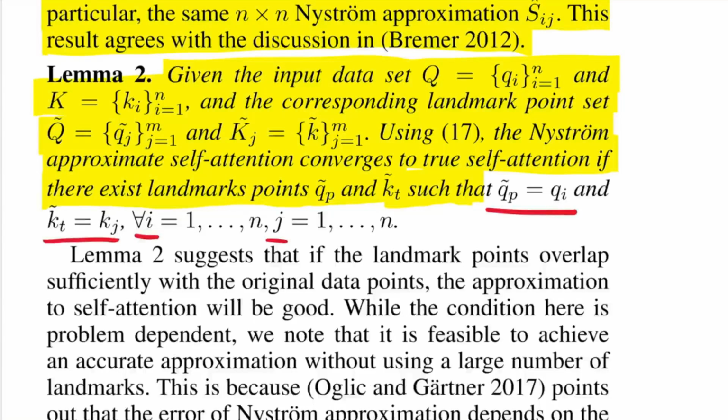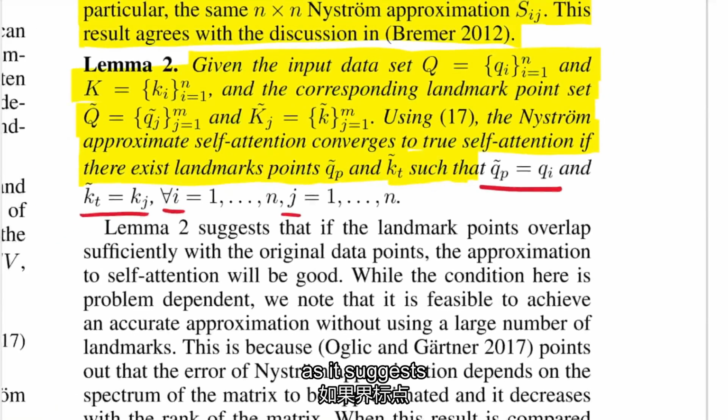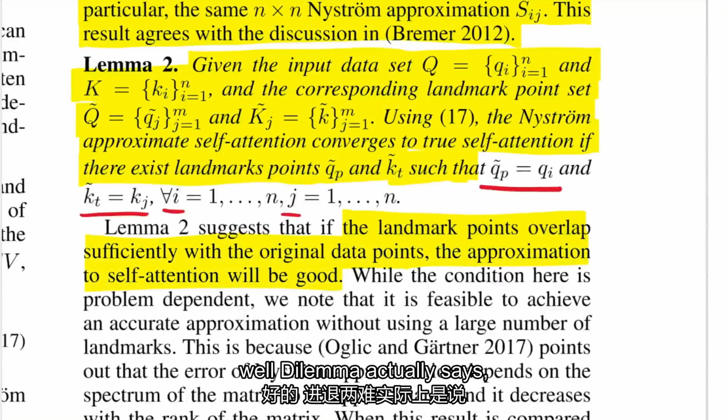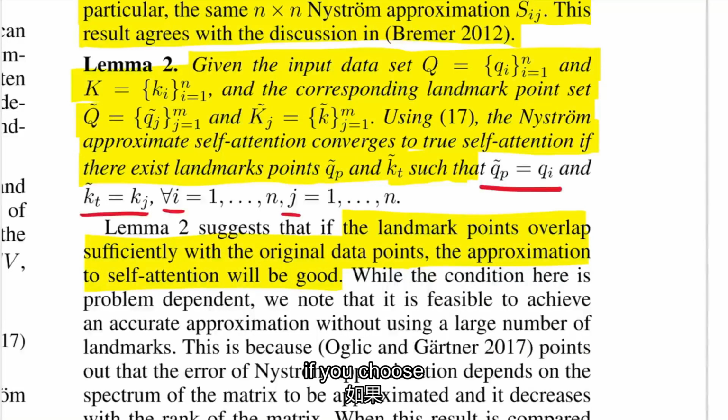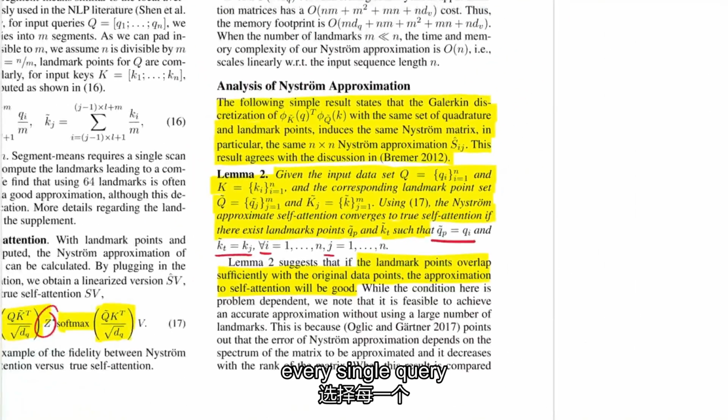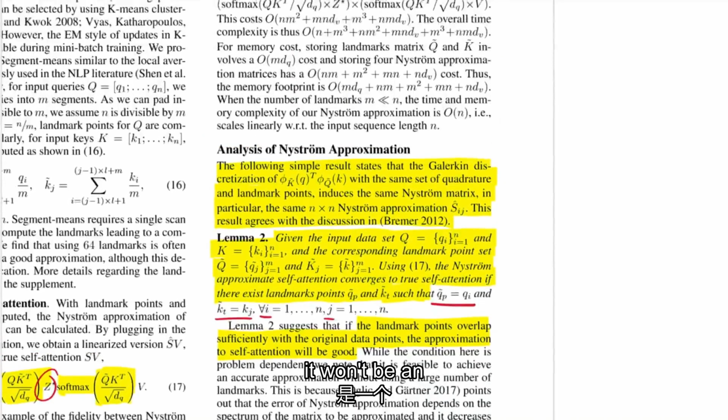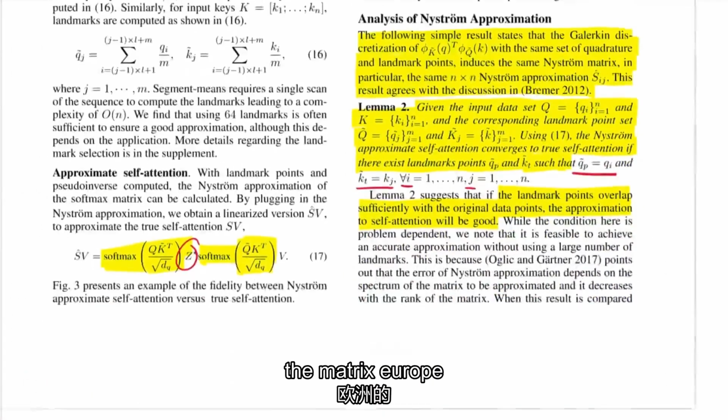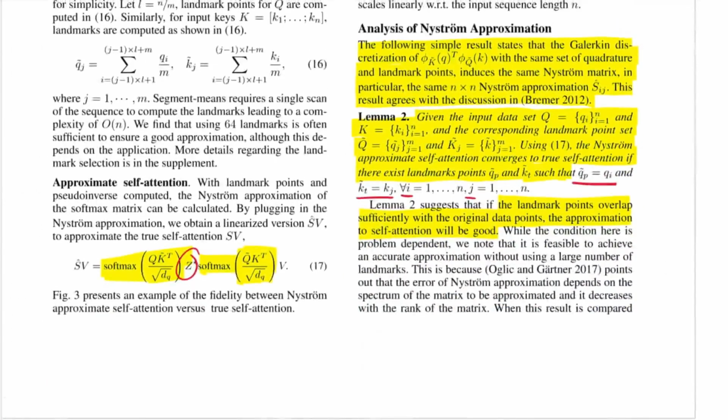So essentially, they frame it as, it suggests that if the landmark points overlap sufficiently with the original data points, the approximation to self-attention will be good. Well, the lemma actually says, if you choose the original data points as your queries and as your landmarks, then the approximation will be good. And I agree, like if you choose every single query and every single key as your landmarks, your approximation will be good, because it won't be an approximation. It will actually just be the matrix you're approximating.